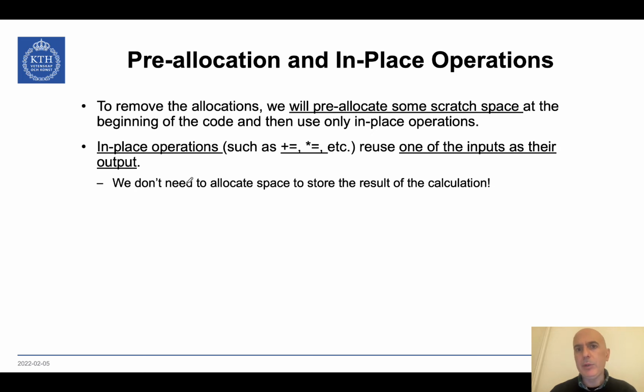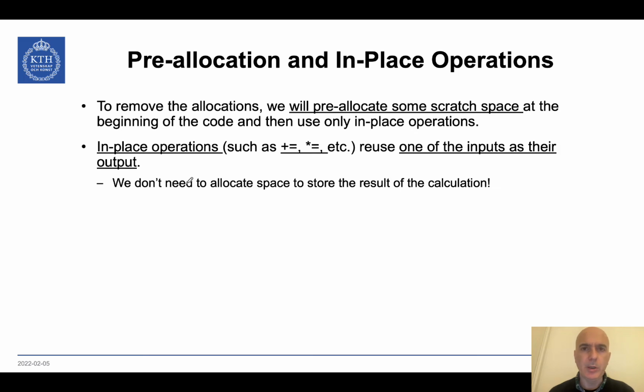One technique that we can use to avoid multiple memory allocations is pre-allocation. We start our simulation, we start our code with all the variables and arrays that we're going to use. So we allocate at the very beginning, and then we take care of using all those variables and arrays that we pre-allocate at the beginning of our code. So we pre-allocate some scratch space at the beginning of the code, and then we use only in-place operations.